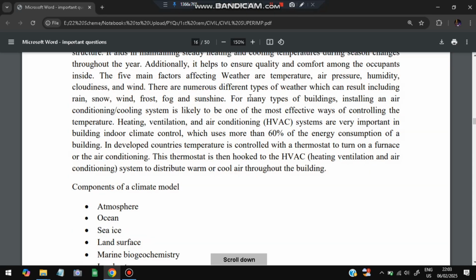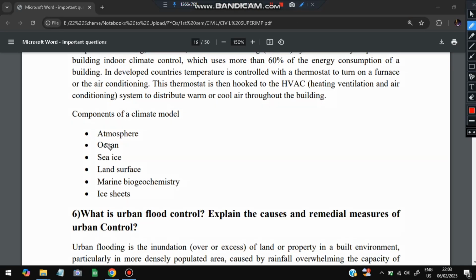The components of a climate model include atmosphere, ocean, sea ice, land surface, marine biology, and ice sheets. All of these contribute to deciding what temperature is to be set inside the building.